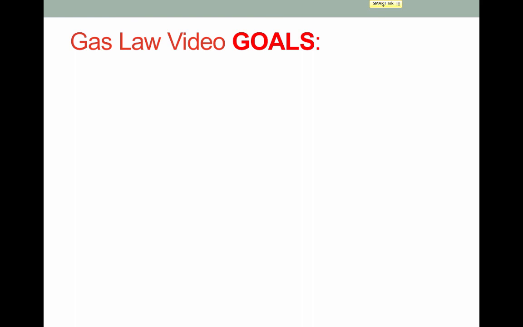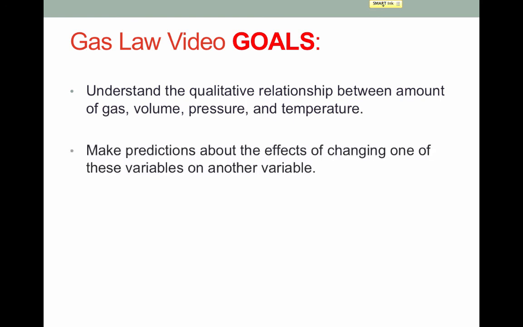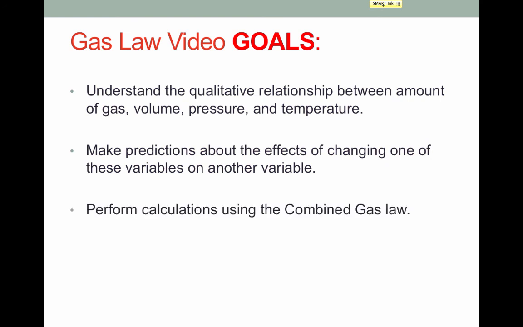That brings us to the end of the gas law video. Let's review our goals. First, we looked at the qualitative relationship between amount of gas, volume, pressure, and temperature, determining which relationships were directly proportional and which ones were inversely proportional. Then we made predictions about the effects of changing one of these variables on another variable. For instance, if we increase the volume of a gas sample and keep the amount of gas and temperature constant, we can predict that the pressure will increase. And finally, we performed calculations using the combined gas law.